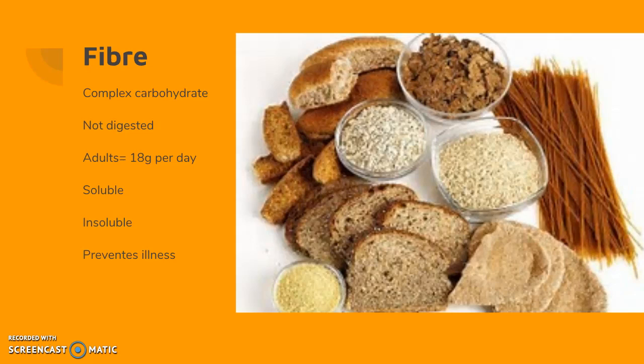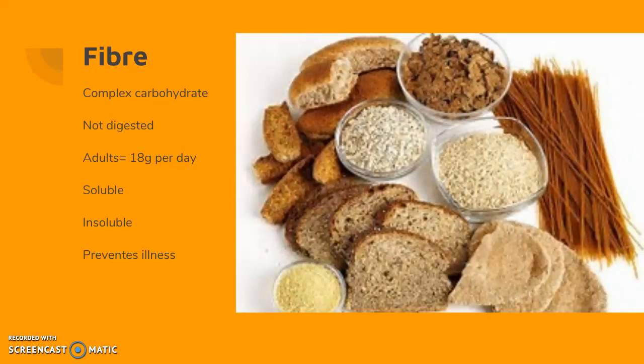Fiber. Fiber is a complex carbohydrate, now known as a non-starch polysaccharide. It's not digested, it's found within plant cell walls. Fiber avoids digestion by the stomach and small intestine, providing bulk to aid food transit. A healthy diet requires both types of fiber, around 18 grams per day.